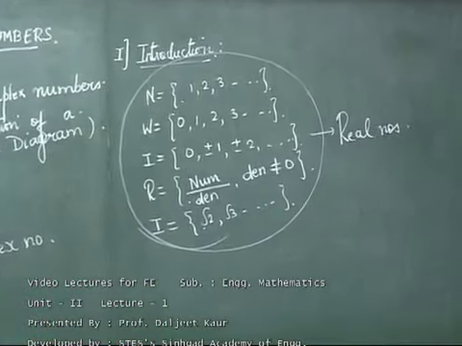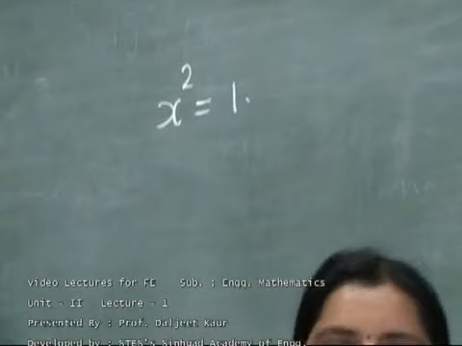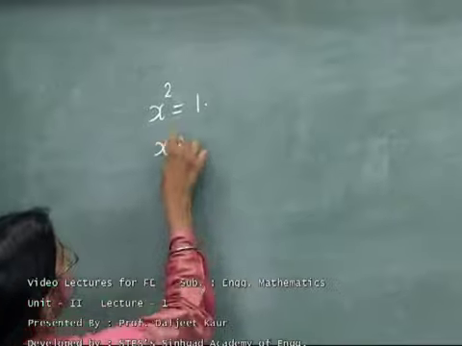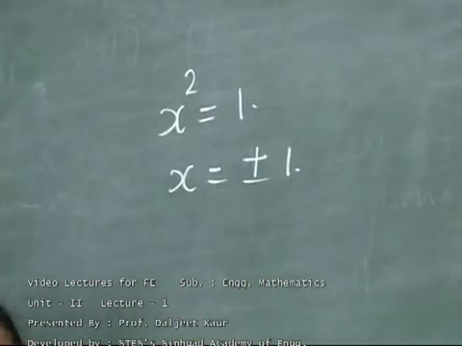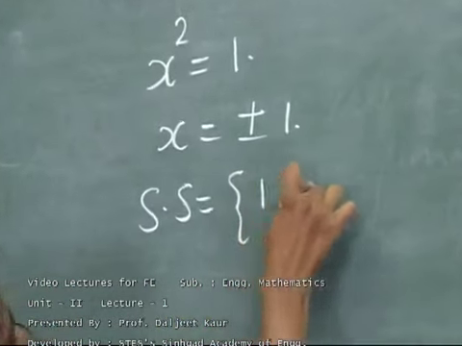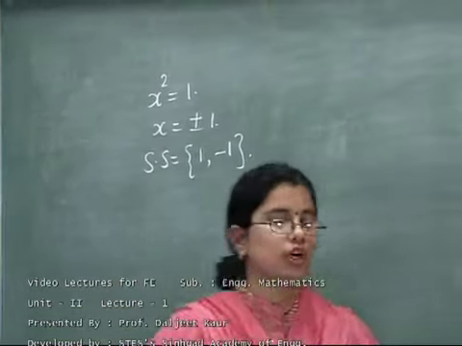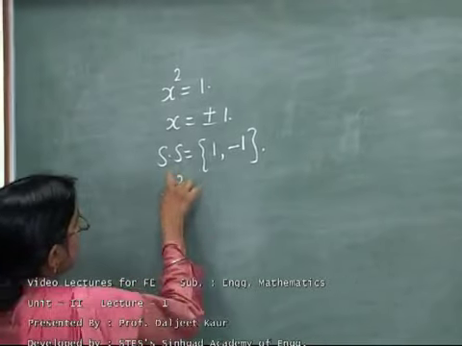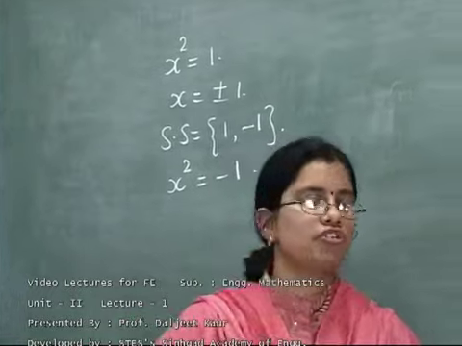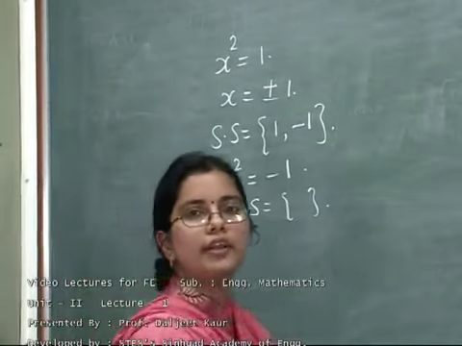So you see, I'll give a very simple equation, x square equal to 1. Now if I ask you what is the solution set of this equation, you will see that the roots are plus minus 1. Your solution set is plus 1 and minus 1. But now if I ask you, x square equal to minus 1, what is the solution set for this equation? You will immediately say that the solution set is empty.